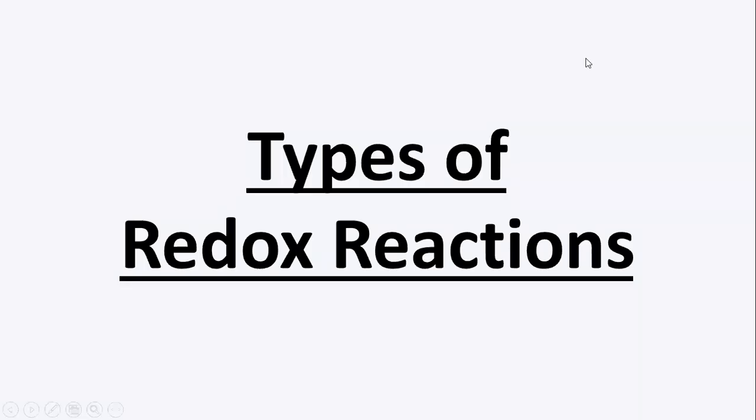Children, in the previous video, we discussed the terms oxidation, reduction, and oxidation number. Based on that, we also solved some compounds to find the oxidation number, that is, how to calculate the oxidation number. So up to that we discussed in the last video session. Now we'll move on to the types of redox reactions.